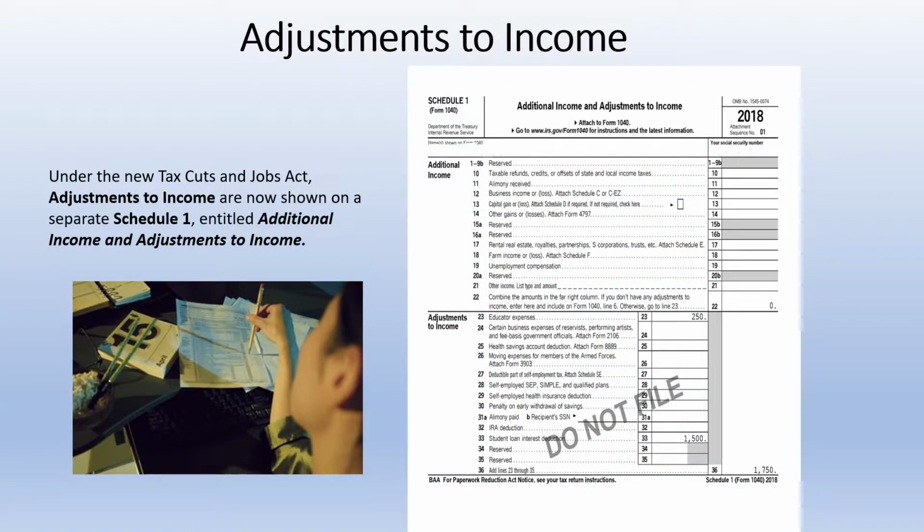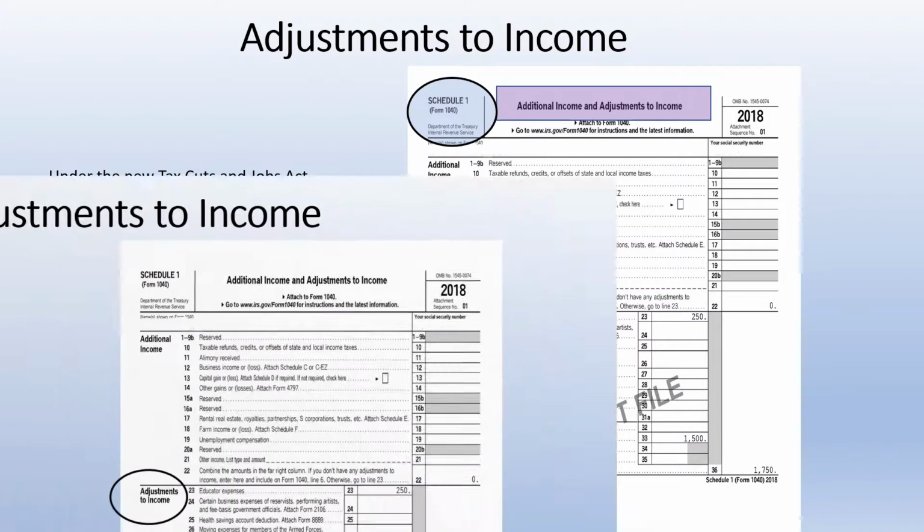Under the new Tax Cuts and Jobs Act, adjustments to income are now shown on a separate Schedule 1 entitled Additional Income and Adjustments to Income.